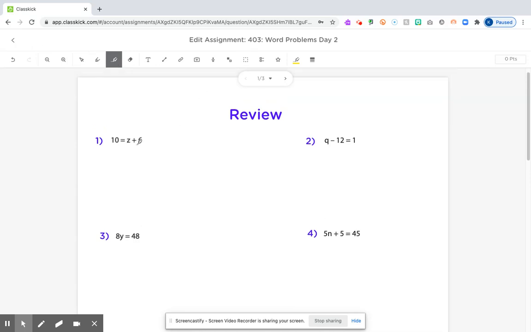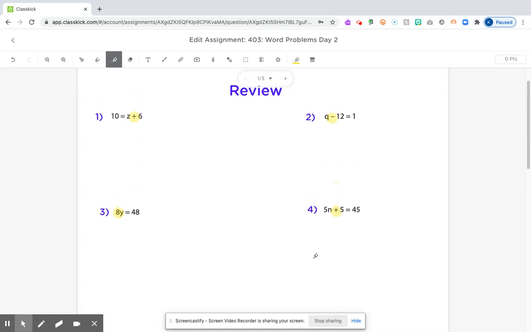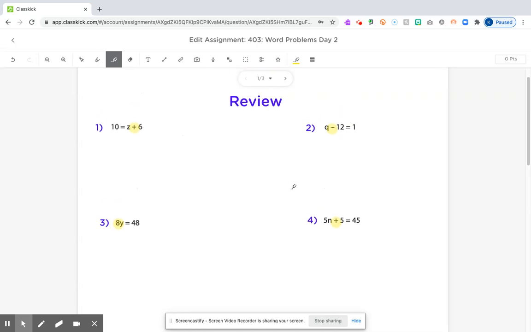So your first step, remember, you're doing the opposite. I'm going to give you a hint on each of those. You have to do the opposite, and I just highlighted. So that's what you're doing for that. If you're looking at number 1, the opposite of plus 6 is subtract 6. So you're going to subtract 6 on both sides to find what z is. Okay, so you're doing that for all 4 review questions.